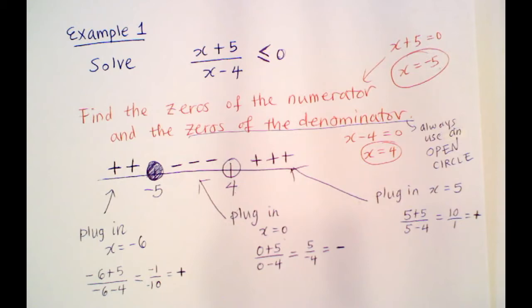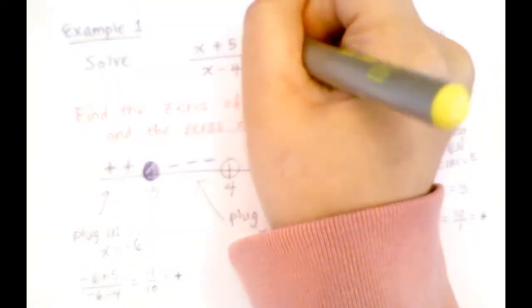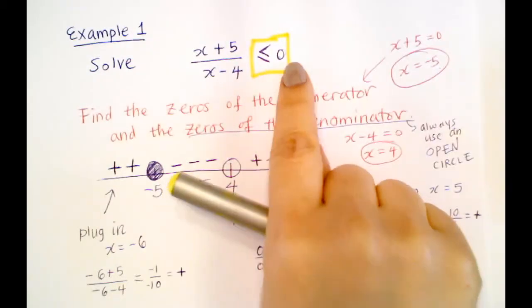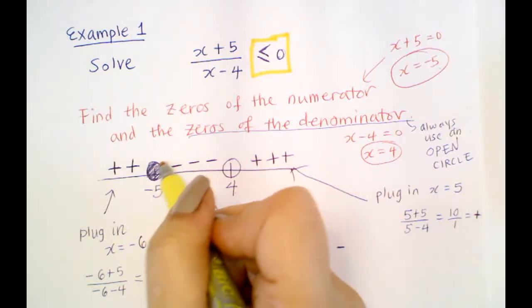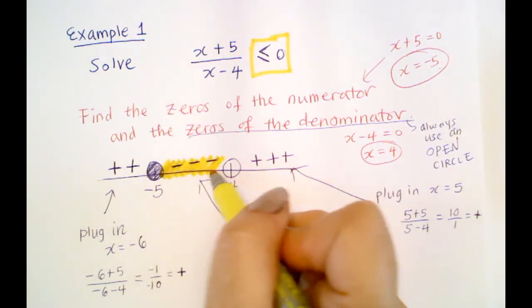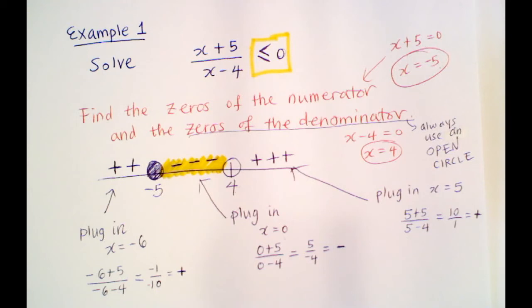Now, what did they want? Take a look. We want to find the interval that are less than or equal to 0. Less than or equal to 0 means we want the negatives. So we're looking at it. Our solution, our interval is right there. But when you write your interval notation, we have to be careful. You notice that one is closed circle. This one is open circle.